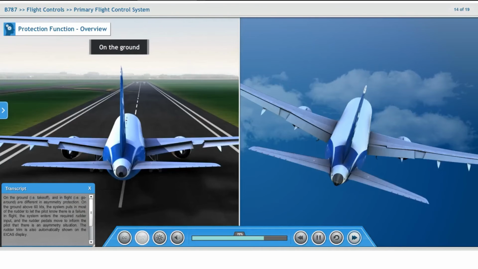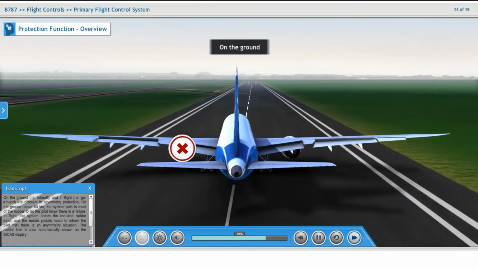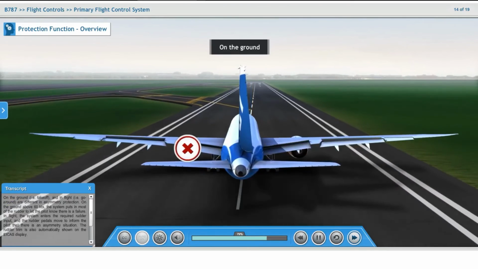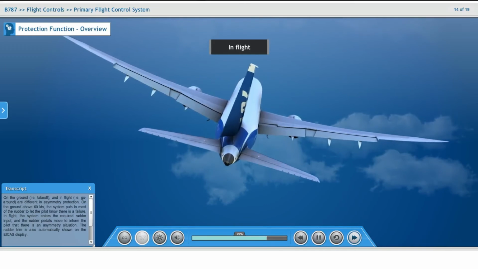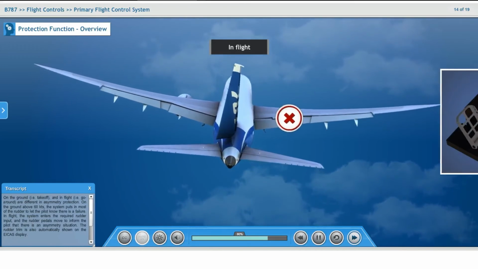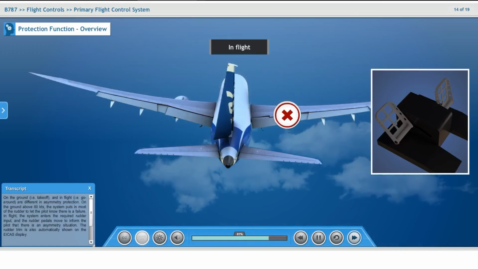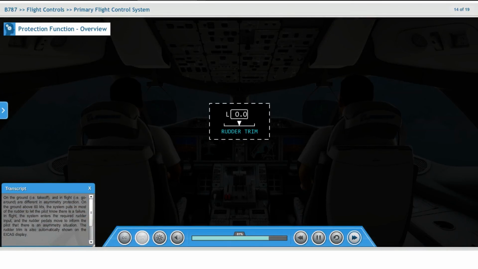On the ground, that is takeoff, and in flight, that is go-around, are different in asymmetry protection. On the ground above 60 knots, the system puts in most of the rudder to let the pilot know there is a failure. In flight, the system enters the required rudder input, and the rudder pedals move to inform the pilot that there is an asymmetry situation. The rudder trim is also automatically shown on the ARCS display.